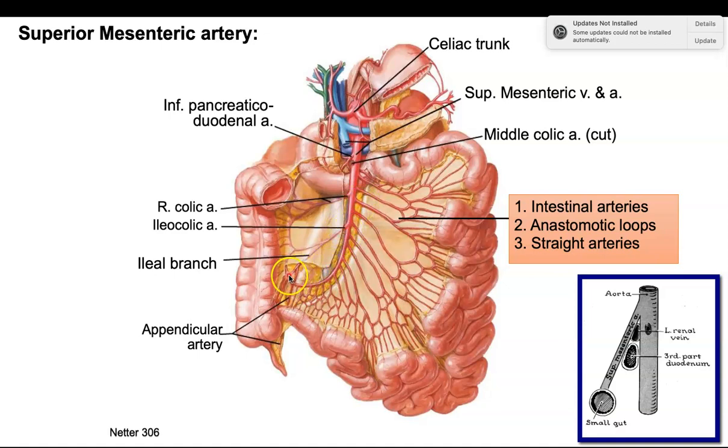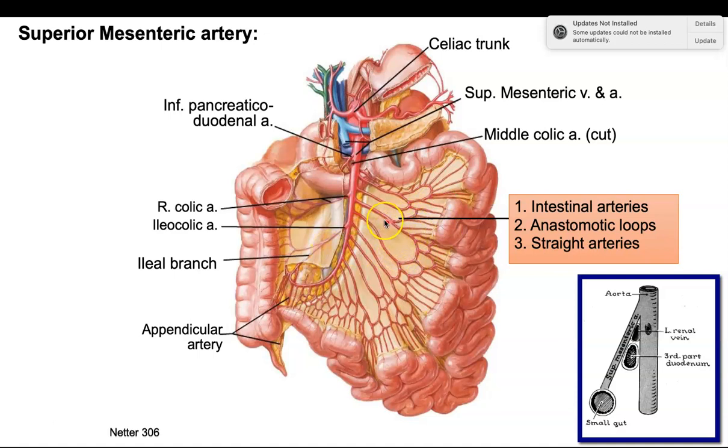Also the ileocolic artery gives a branch that provides blood supply to the appendix called the appendicular artery. So all this territory is covered by the superior mesenteric artery, beginning at the duodenum below the major duodenal papilla all the way to almost the end of the transverse colon. And these are the small intestinal branches.